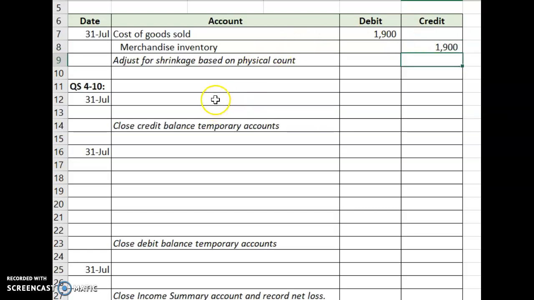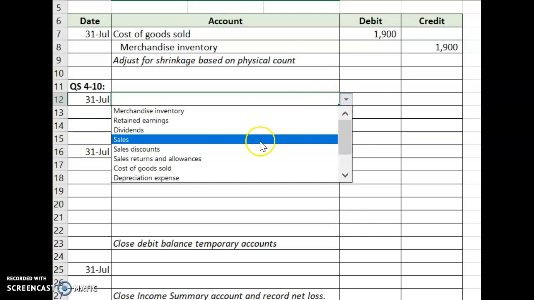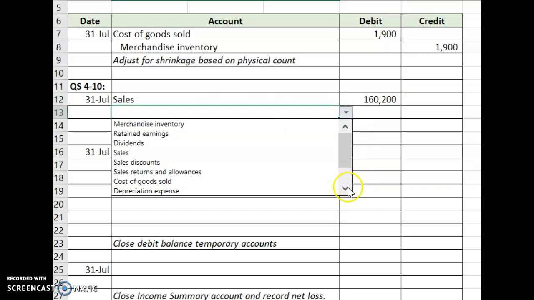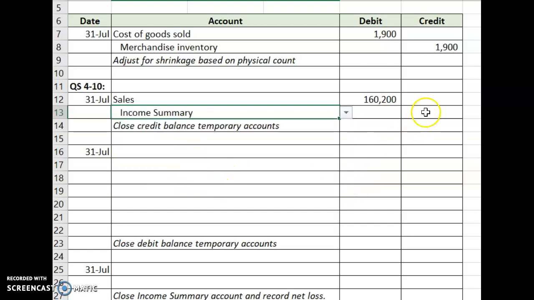We will credit the merchandise inventory account for that same amount. In QS 4-10, we're asked to do the closing entries. What we have to remember is that our number for cost of goods sold does not include that $1,900 that we just entered above, so we'll need to include that when we close cost of goods sold. The first closing entry is to close the revenue accounts. To close revenue accounts, we will debit them, so we debit the sales account for $160,200 and credit income summary for the same amount. There's only one revenue account.